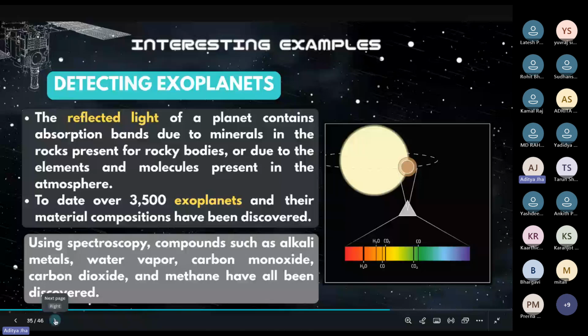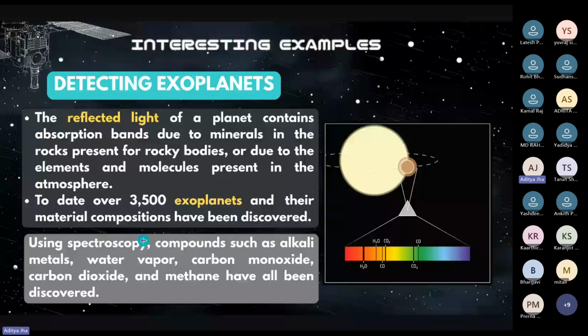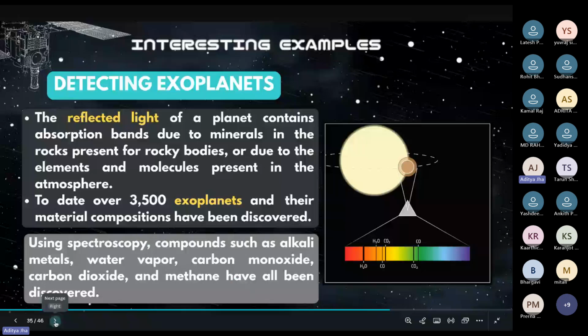So light can pass through or reflect off these things, and some of the lines can be absorbed, which we see as absorption bands. Through this method, 3,500 exoplanets and their material compositions have been discovered, and we have discovered various compounds in these exoplanets as well.